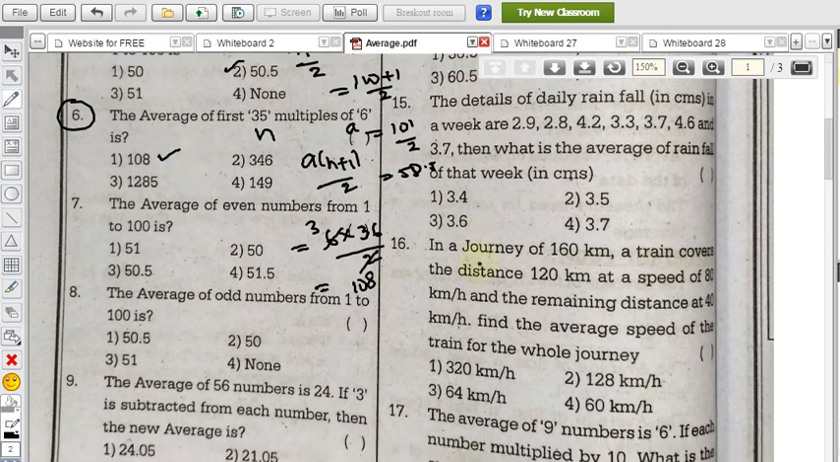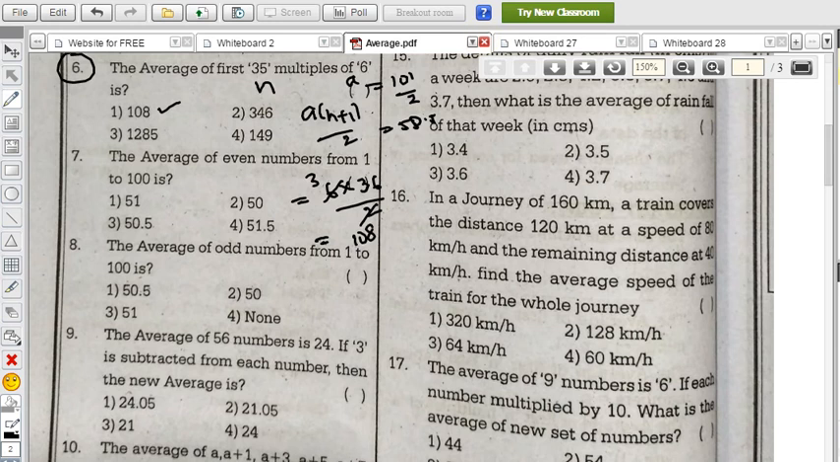So similarly, for most of the questions we need to use the property or the formula. Next one, the average of even numbers from 1 to 100. First even number plus last even number by 2 we can make. In 1 to 100, the first even number is 2. The last even number is 100 itself. 102 by 2 is 51. So 51 is the average of even numbers from 1 to 100.